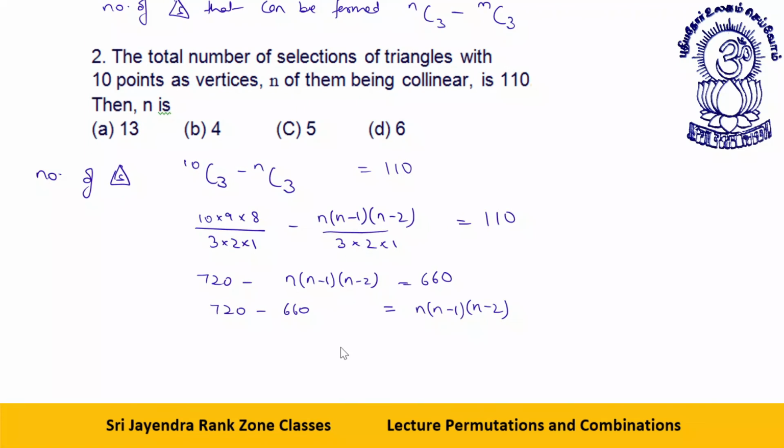Now think about it, dear friend. This is 60. n, n minus 1, n minus 2: these are three numbers in descending order which are multiplied. Can I say 5 into 4 into 3? Clearly, n is equal to 5. I hope this portion is clear to everyone.